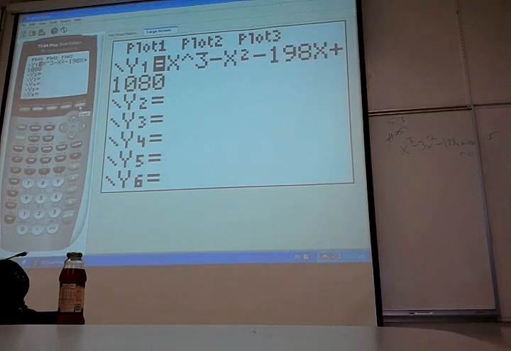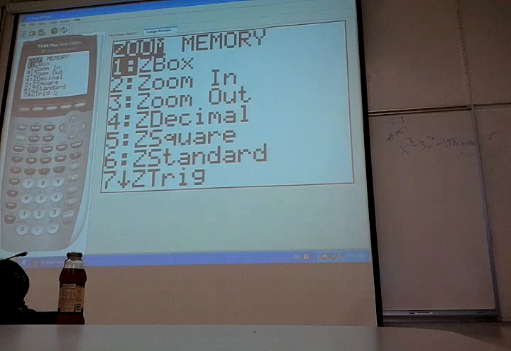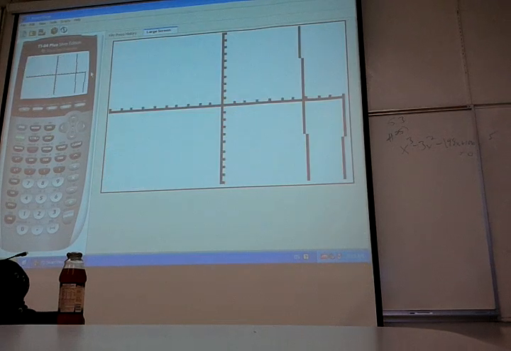Now, if I hit graph, we're all going to get funky stuff because I don't remember where your windows were set from last time, right? So if I hit graph, actually, it's not too terrible, really. If we all hit zoom 6, what should happen? It does the standard window. Then we'll all have exactly this picture here, right?